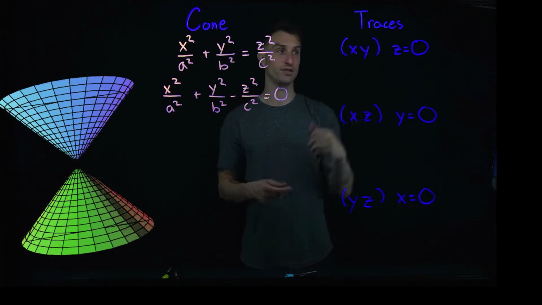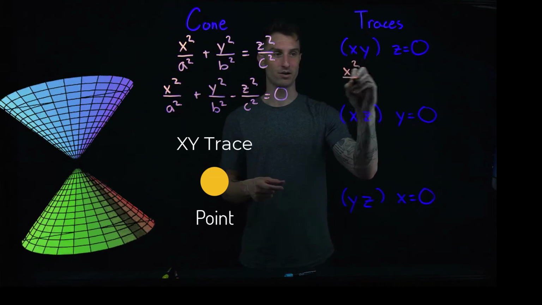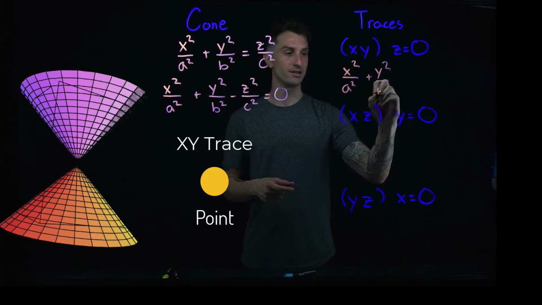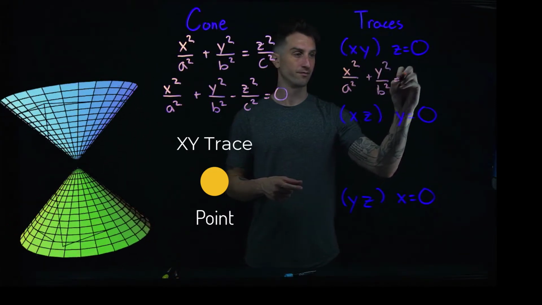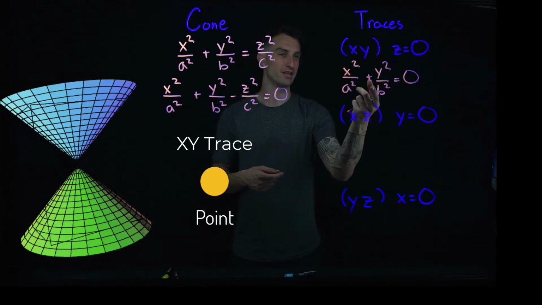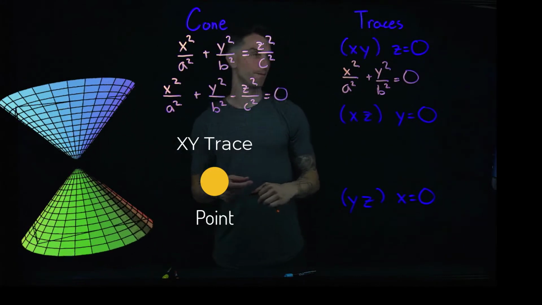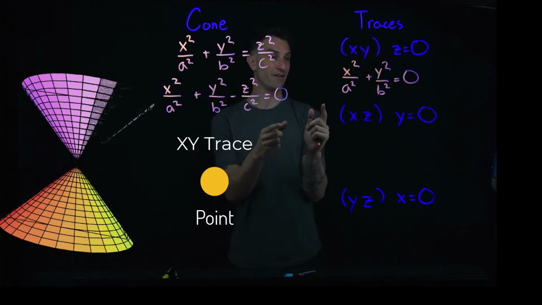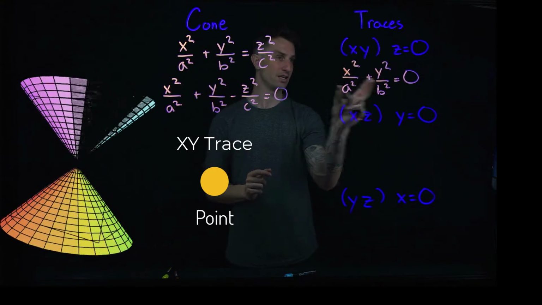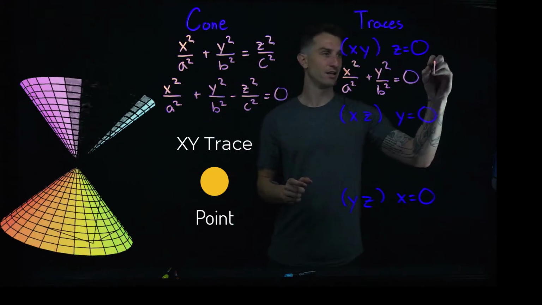If I plug in z is equal to 0, this is maybe the trickiest one. What do we have here? X squared over a squared plus y squared over b squared is equal to 0. So maybe we need to think about when this is true. Well, if I move the y squared to the other side, x squared is equal to a negative y squared over their respective denominators. But x squared will always be positive, y squared will always be positive, so a positive equaling a negative will only happen at one number. So it'll only happen at a point.